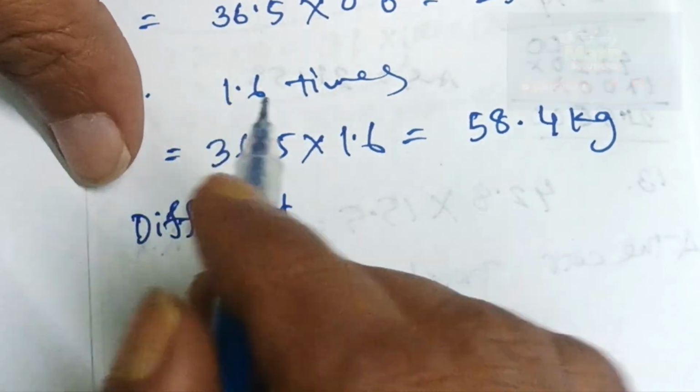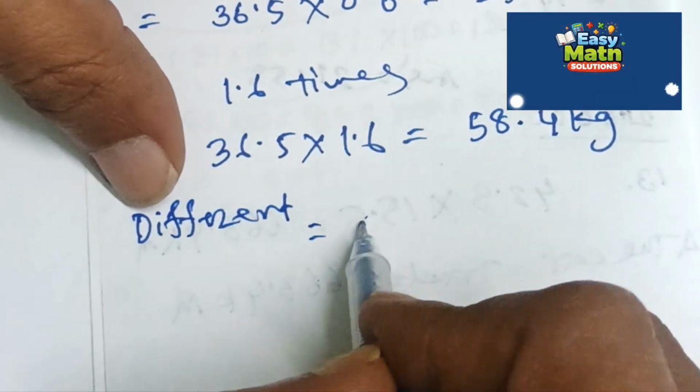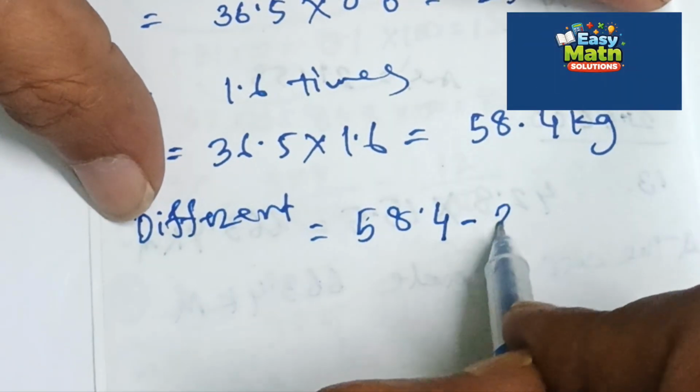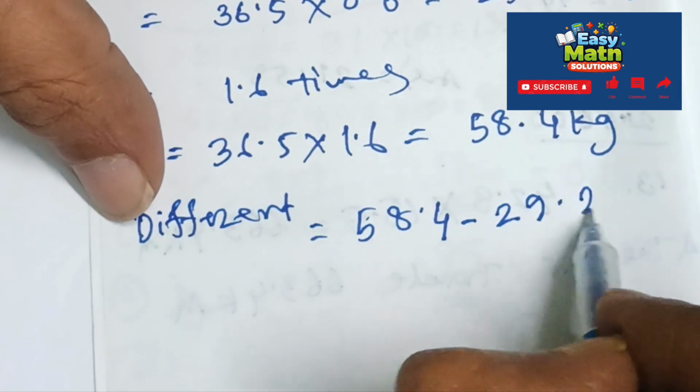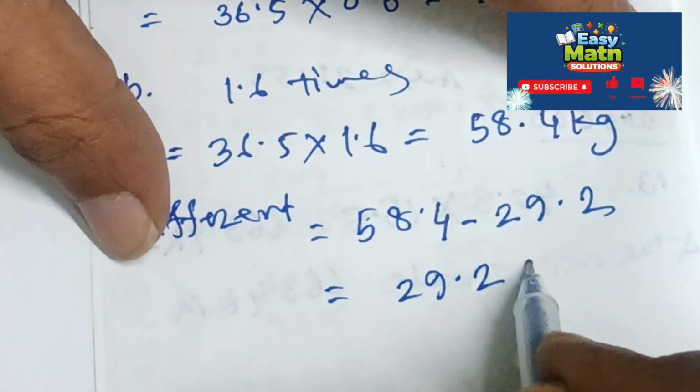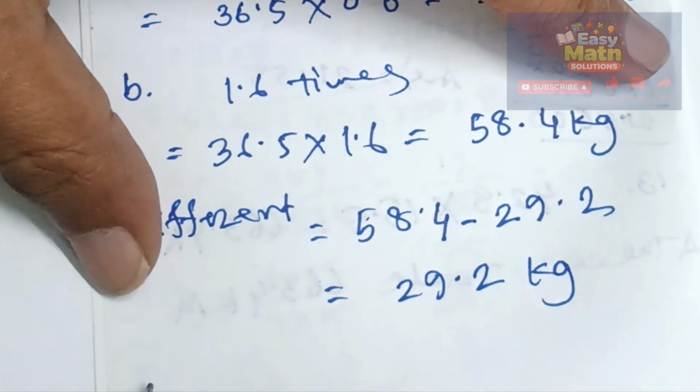Then the difference between his father and his younger brother is 58.4 minus 29.2 equals 29.2 kg.